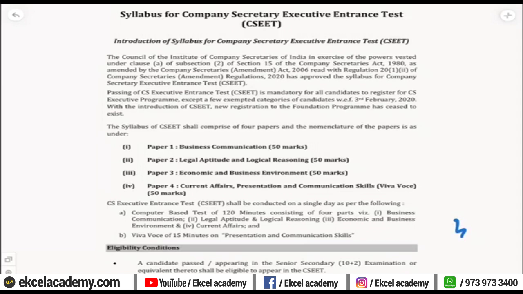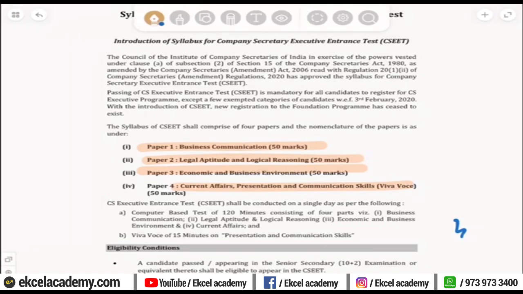The first paper is business communication. Second is legal aptitude and logical reasoning. Third paper is economics and business environment. And fourth paper is current affairs, presentation and communication skills. And in communication skills, it is an oral exam, very commonly called viva voce. All these papers are for 50 marks.